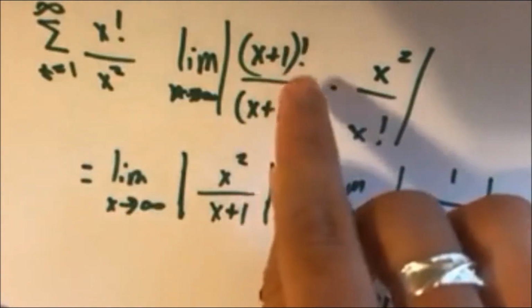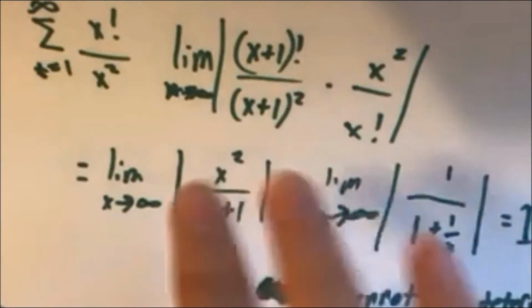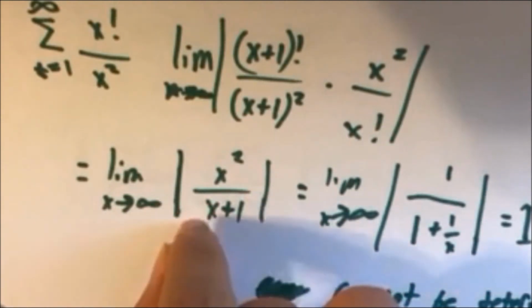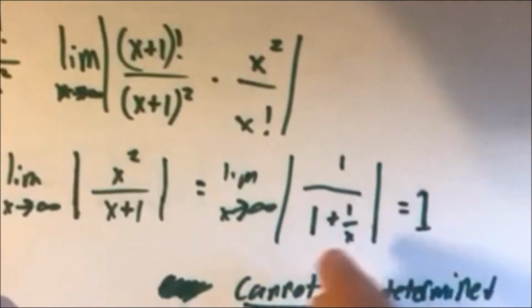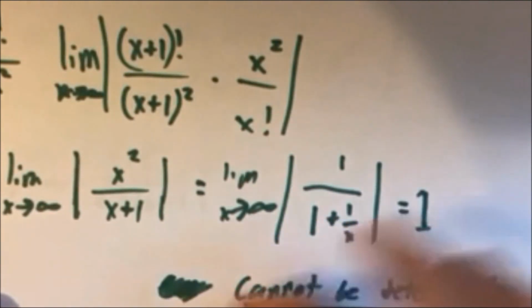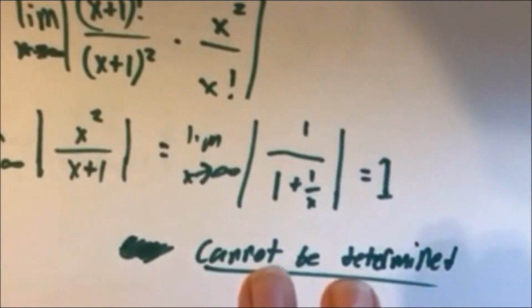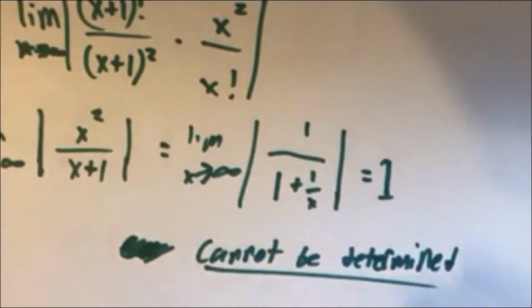So then, once you divide every single term by x, the highest term in the denominator, we get 1 over 1 plus 1 over x, which once you plug in infinity gives you 1. When you have 1, the test cannot be determined and convergence is inconclusive. And that is the answer.